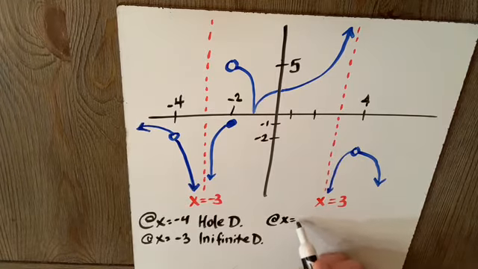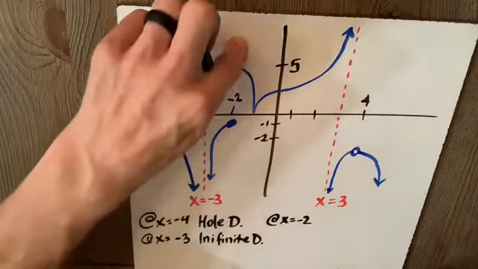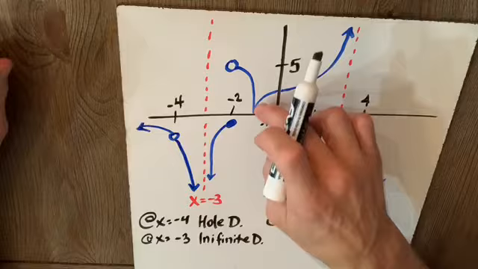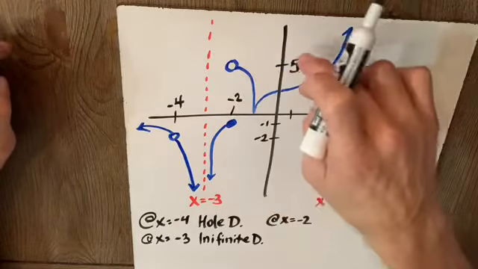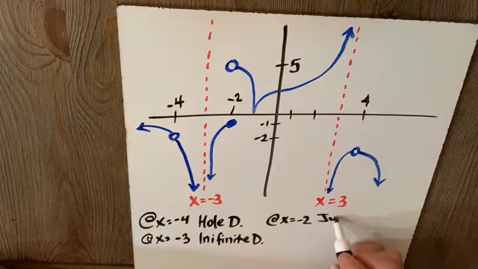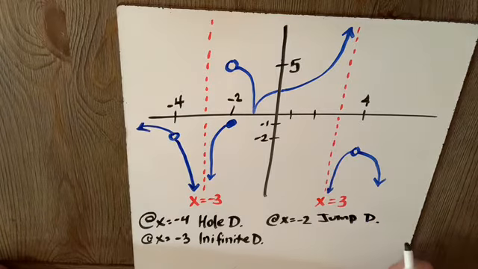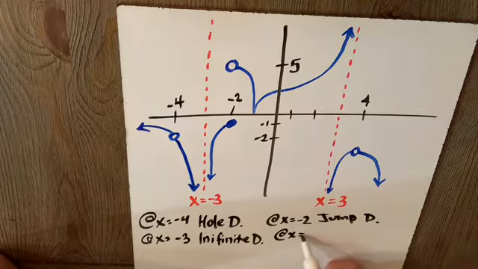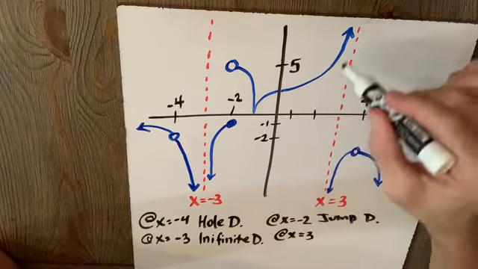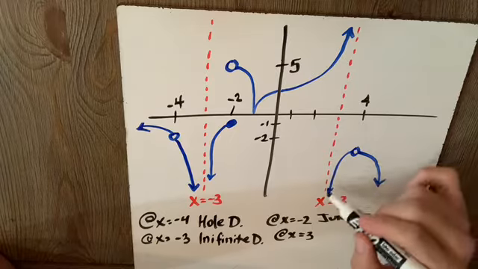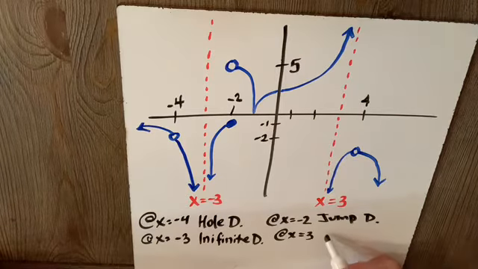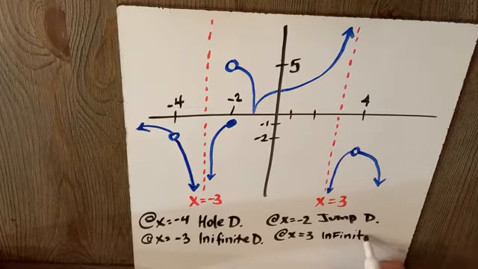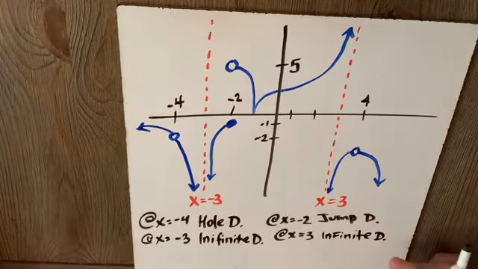Oh, look at -2. At x equals -2, we're jumping y values. The limit as x approaches -2 from the left is -1. The limit as x approaches -2 from the right is 5. So this is a jump discontinuity. Over here at x equals 3, the y values are going off the chart towards the vertical asymptote and off the chart this way to the vertical asymptote. So we say infinite discontinuity. Remember, that's non-removable as well.